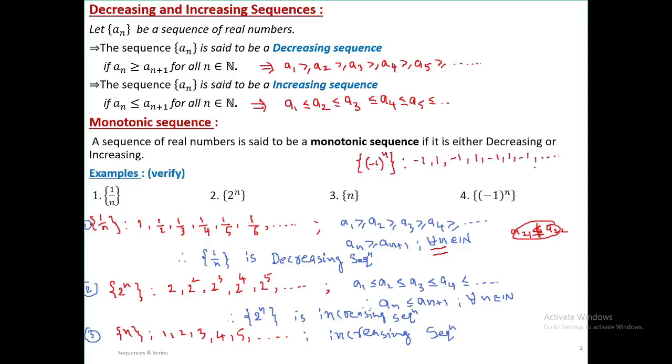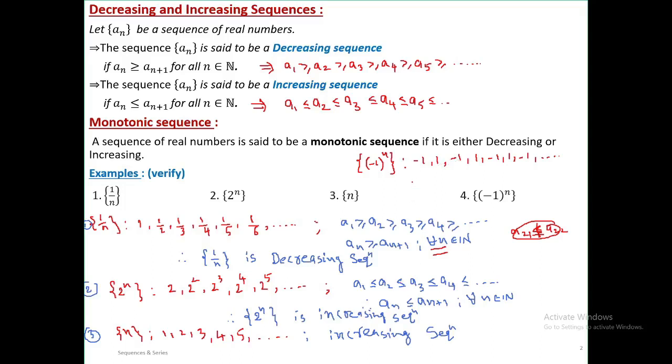Now this sequence is not following any of the patterns like this: A1 is more than or equal to A2, A2 more than or equal to A3, and so on, or A1 less than or equal to A2, A2 less than or equal to A3, and so on. It is not following either pattern perfectly, because minus 1 is less than 1, but 1 is not less than minus 1, right? 1 is more than minus 1.